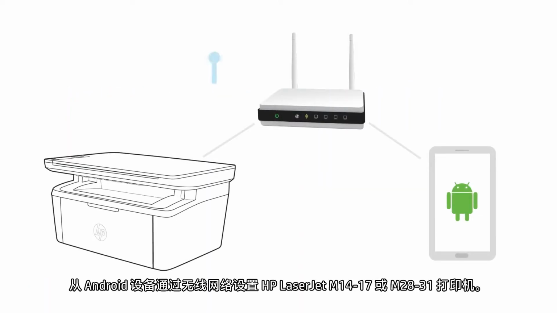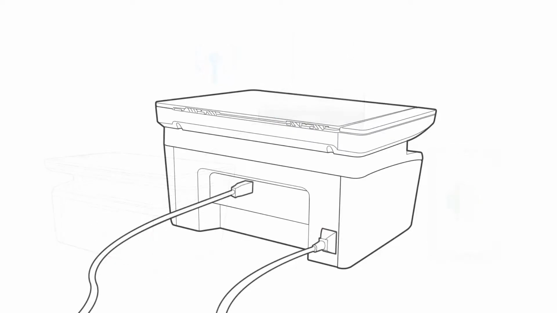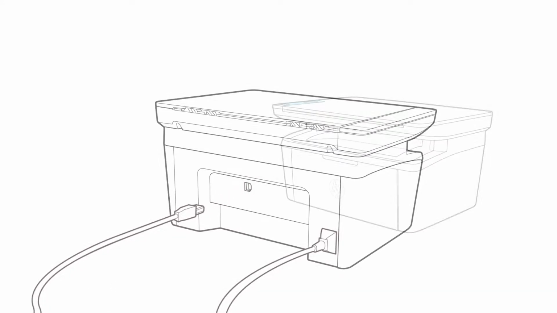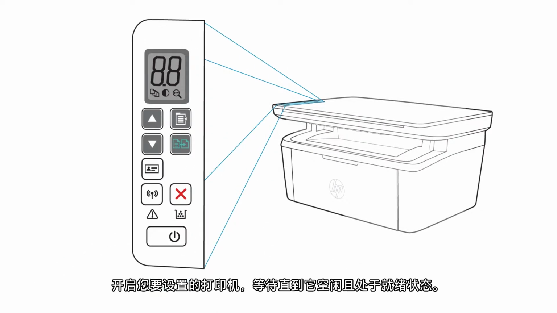Set up the HP LaserJet M14-M17 or M28-M31 printer on a wireless network from an Android device. If you previously connected a USB cable to your printer, disconnect it. Turn on the printer you want to set up and wait until it is idle and in a ready state.